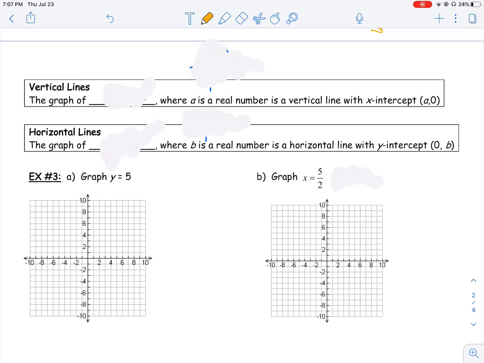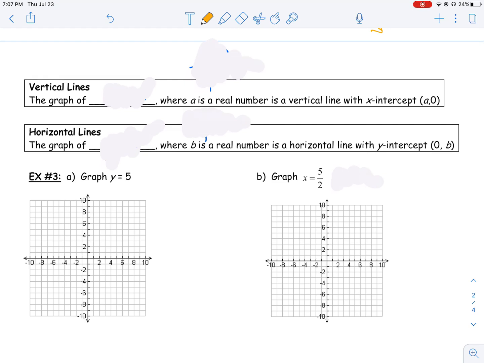All right, the last little thing we're going to talk about in section 3.3 are horizontal and vertical lines. We haven't quite talked about those yet, and the equations for horizontal and vertical lines look a little bit different than the linear equations we've talked about, the ax plus by equals c.